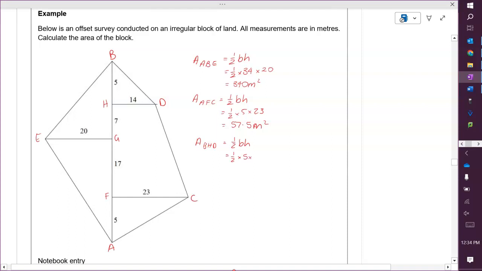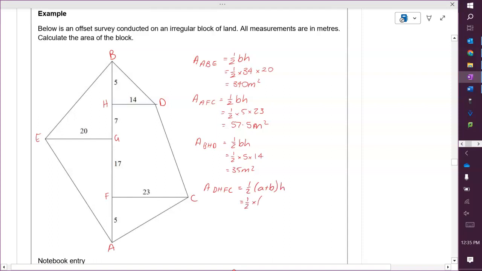You can have the base as 14. Okay, it doesn't matter, they are interchangeable. And that gives us our area of 35 metres squared. And then my last shape here on the right, okay, this is going to be a trapezium. So we can just say area of DHFC, and we know our formula for the area of a trapezium is our trickier one there.